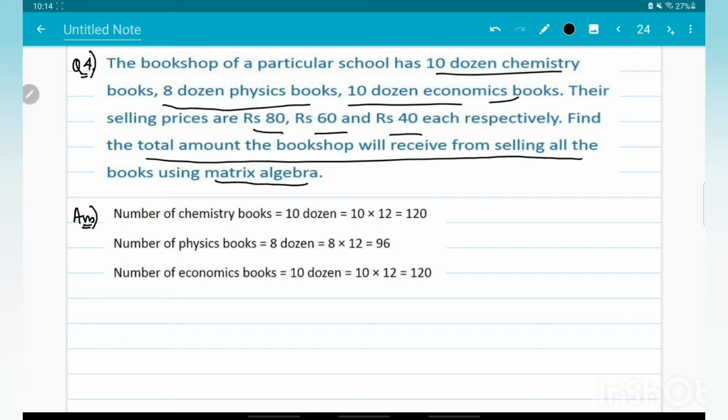So now let us see the statements, because writing the statements also carries marks. So we have found the number of chemistry books. Since it is 10 dozen, so that means 10 into 12, because 1 dozen contains 12, okay. Now number of physics books was 8 dozen, that means 8 into 12, and number of economic books is 10 dozen, that means 10 into 12. So we have found our number of chemistry, physics and economic books, okay.